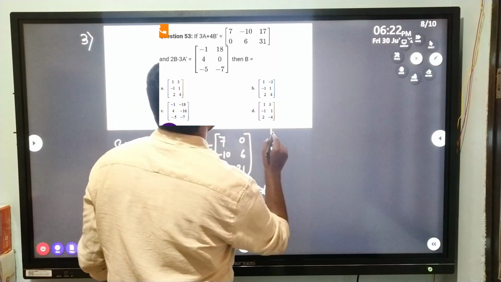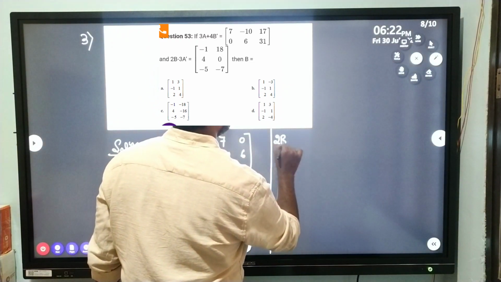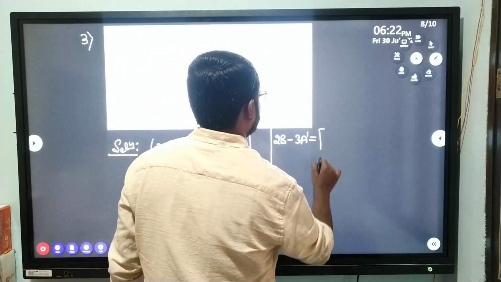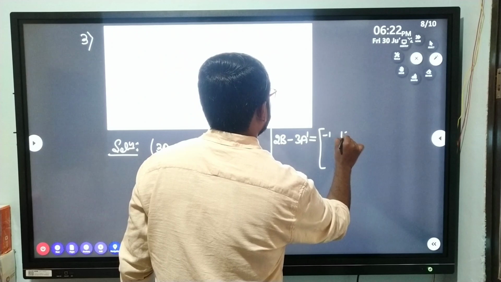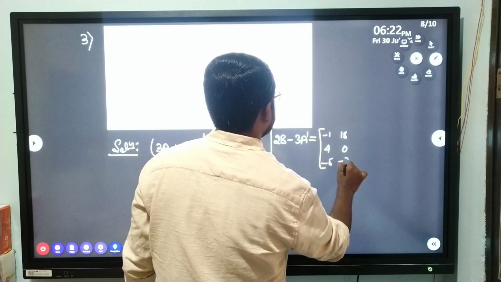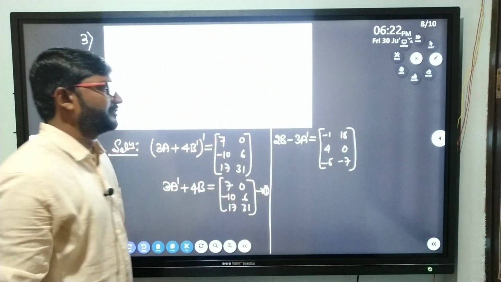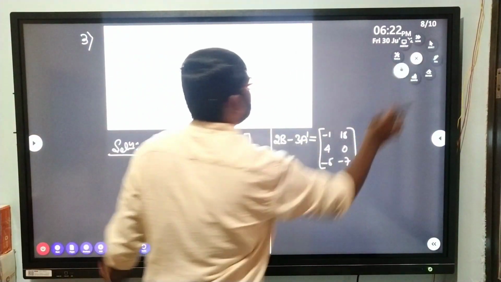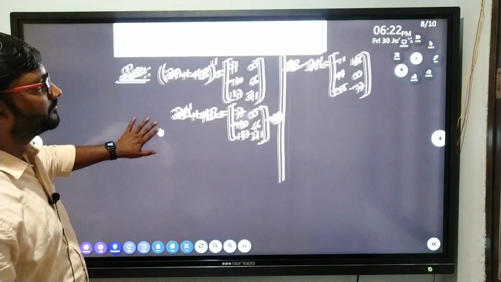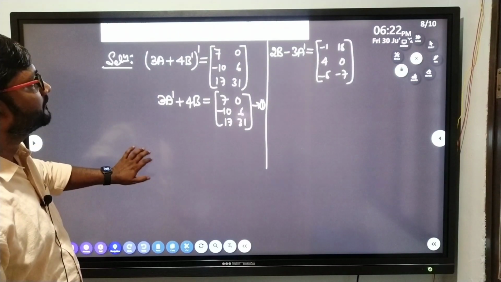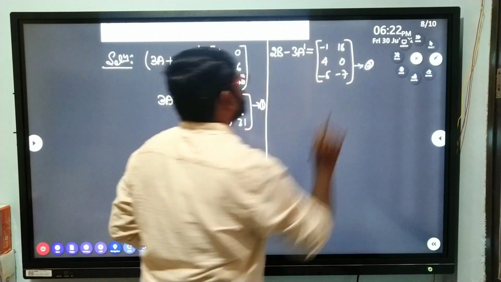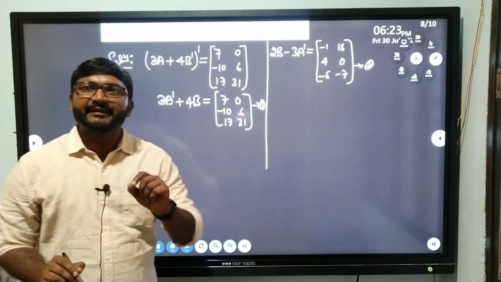Then what is the other matrix? 2B - 3A', which is equal to -1, 18, 4, 0, then -5, -7. This is given information. Now I call this equation number 2. Here we have to calculate the matrix B.